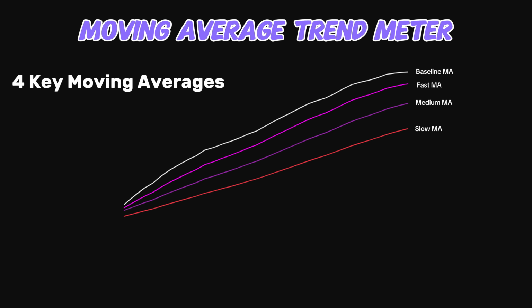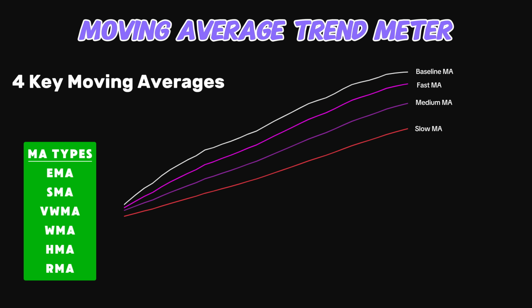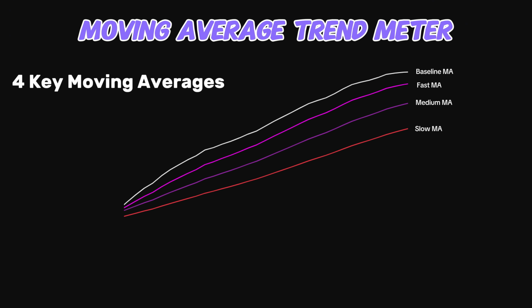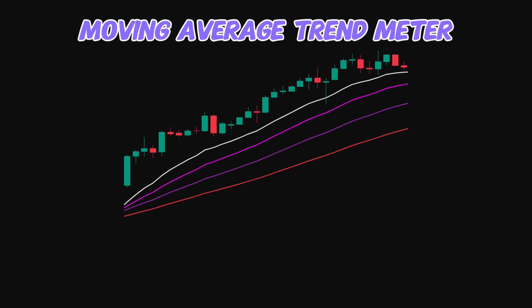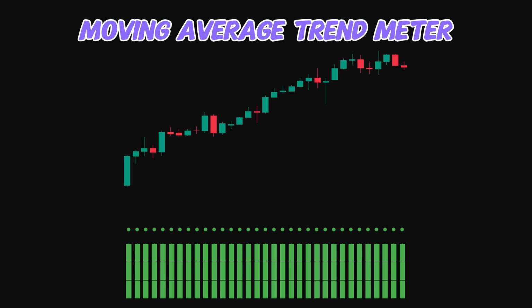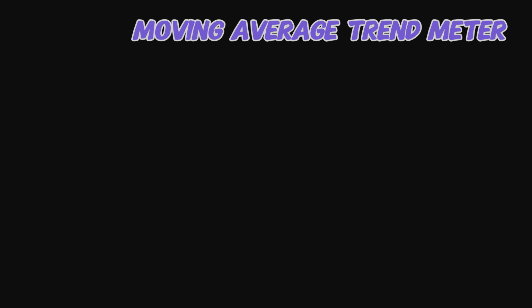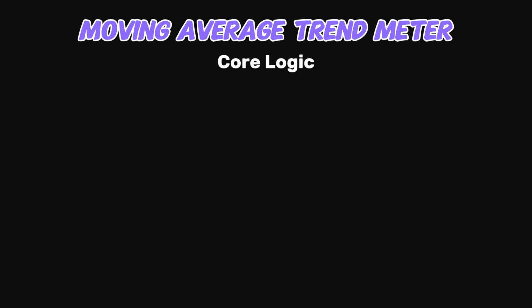These moving averages can be many types, including EMAs or SMAs, depending on the user's preference, and are calculated based on different look-back periods. Each moving average reflects a unique layer of market sentiment, from recent price action to long-term trend direction. The core logic behind the indicator involves checking the relative positioning of these moving averages.